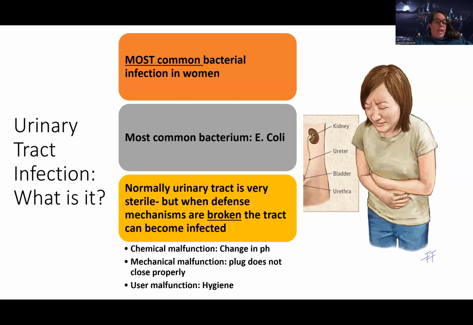The other problem could be a mechanical malfunction, where there is a sphincter that's supposed to stay closed. Sometimes that sphincter gets weak, from childbirth and other fun stuff. That can lead to bacteria being able to travel back where normally it wouldn't if that door was well closed. And then a big one is going to be user malfunction, like hygiene issues, whether because of obesity, other things, or just lack of education. Many people do not wipe front to back the way that they're supposed to. So it can be another cause.